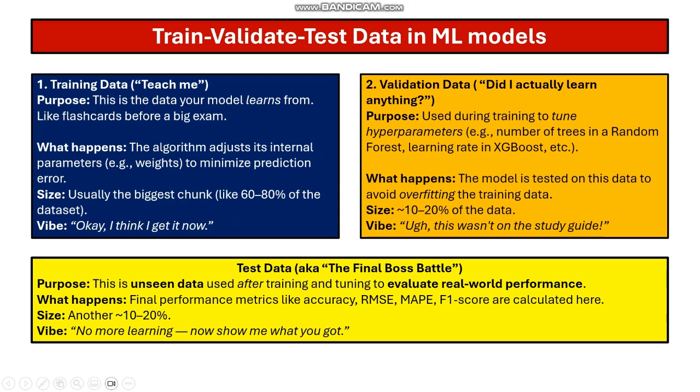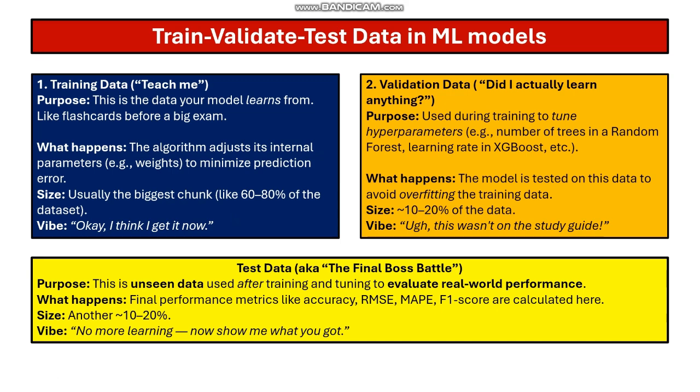The validation data is, did I actually learn anything from the training? Let's see. So what's the purpose? It's used during training to tune the model. We're tuning the hyperparameters. There are lots of hyperparameters. It can be the number of trees, it can be the learning rate, it can be so many other things depending on the model. So the model is tested on this data in order to avoid overfitting the training data, right? The basic standard size is approximately 10 to 20% of the data.